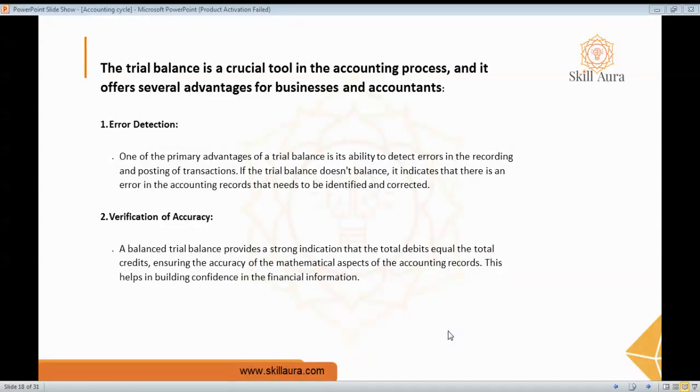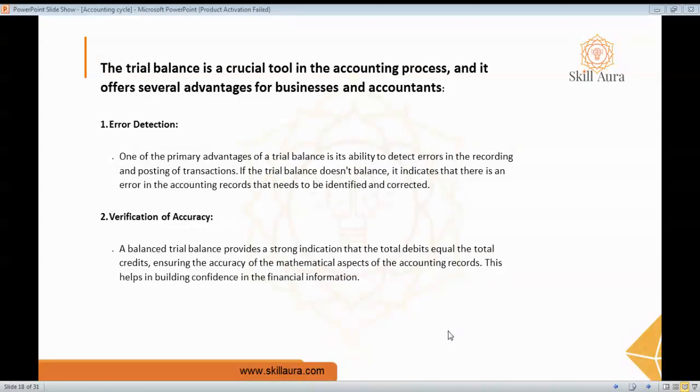So if the trial balance does not balance, it indicates that there is an error or a mistake in the accounting records, that is, in the journal entry or ledger entry. So we need to identify and correct it. So only when it is correct will the trial balance be balanced.